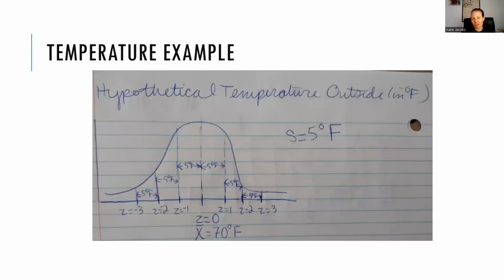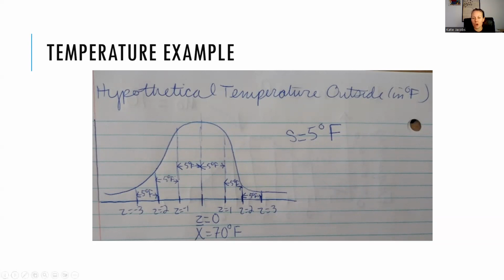All right, temperature example here. Let's pretend that the mean temperature outside where you live was 70 degrees Fahrenheit, okay? And the standard deviation of the temperature was 5 degrees Fahrenheit over the course of a calendar year. You'll notice in this little example that z-scores can be both positive and negative. The positives and negatives tell you whether it is to the right of the mean, which is positive, or to the left of the mean, which is negative.